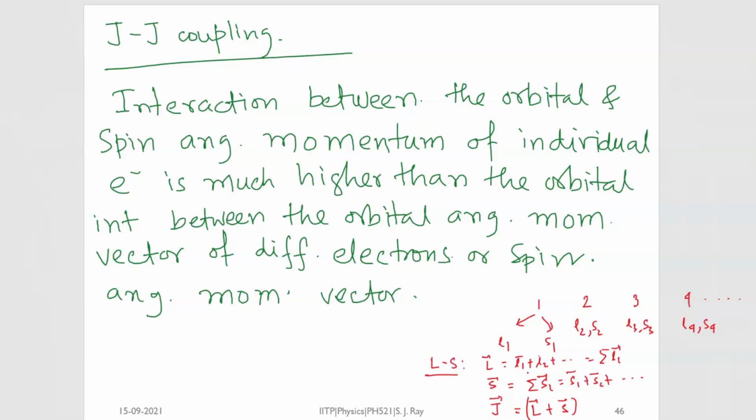Now, when jj coupling is applicable, it says that for certain atoms, when the coupling between the individual orbital angular momentum vectors, that is, the individual L vectors, or the individual S vectors, is not strong, then the individual L1 and S1 will couple together to form J1, and similarly L2 and S2 will couple together to form J2, and so on. That is how the individual J vectors couple together to form a large J.